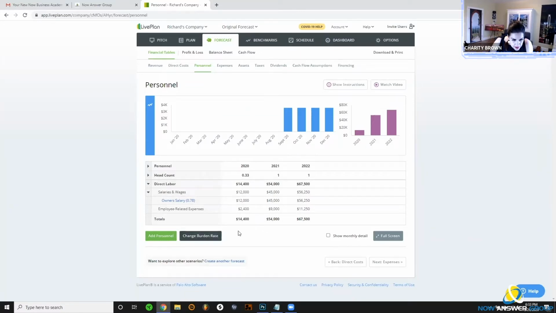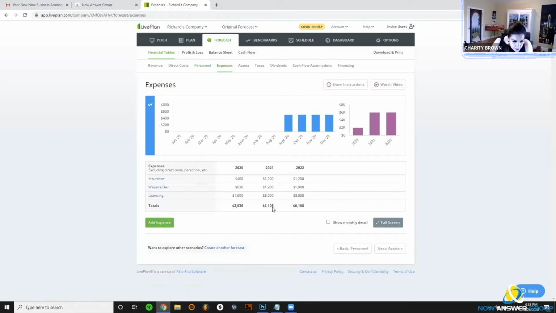So let's go on to the next expense. Insurance, websites, licensing. It looks like he has all those entered. So that's great. We don't have to spend a lot of time on that, but let's make a pretend one.